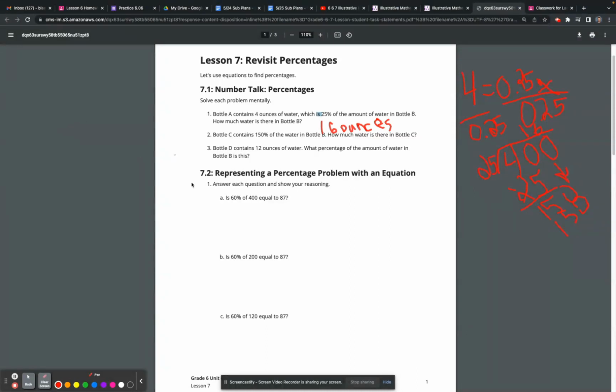So if I set that up as an equation, I'm going to put my 60% as a decimal. Of means times 400. Is that equal to 87?